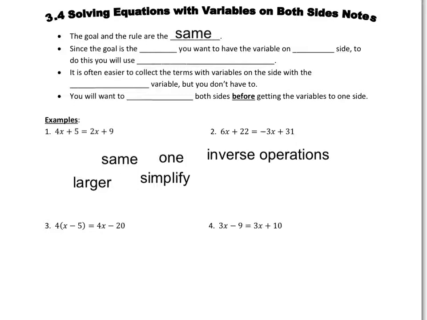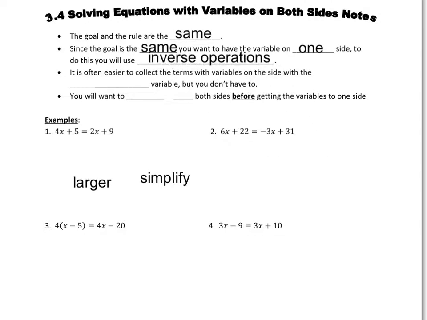Now, since the goal is the same, you want to have the variable on just one side. Remember, we want to isolate on one side. We can't have it on both sides. So to get it just on one side, we're going to use some inverse operations again.